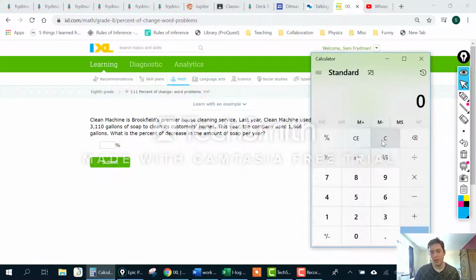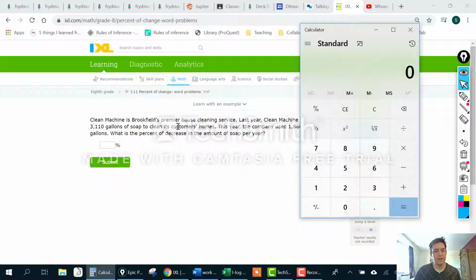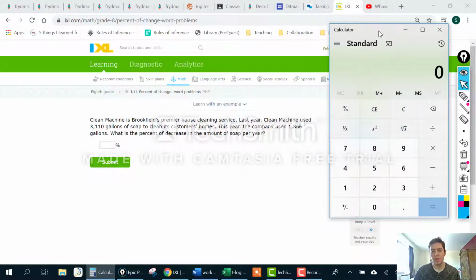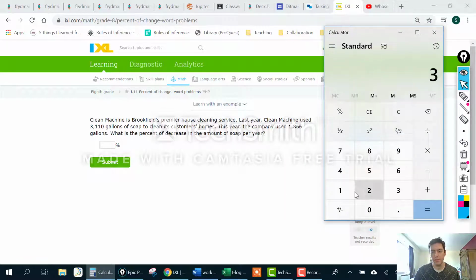So when we get a problem like this in this IXL exercise, just start with the bigger number and subtract the smaller number. So our step one is going to be to subtract these two values. Okay, so that's the difference in the gallons of soap, but that's not the percent of change. So step two is to take this difference and divide it by the original value, which was 3,110.